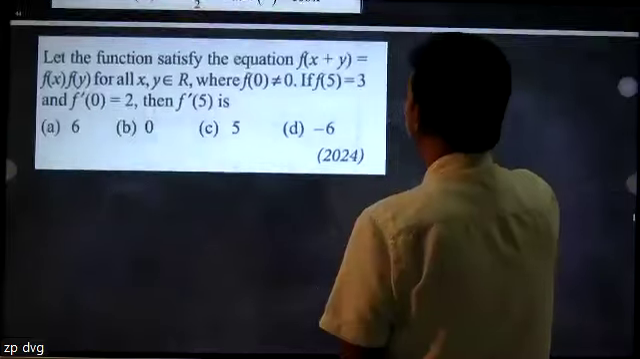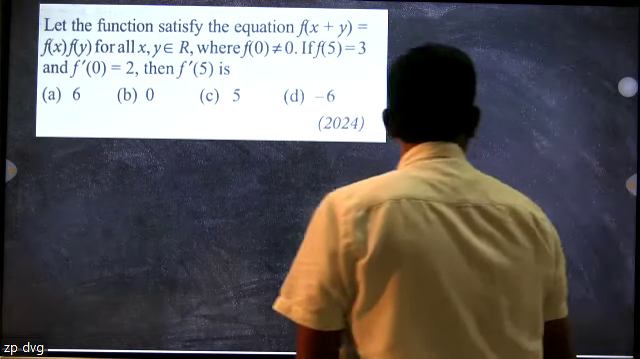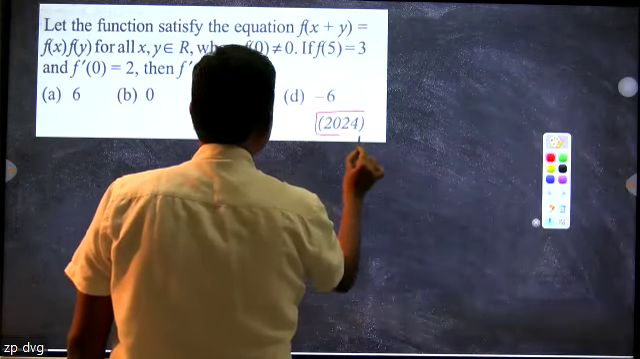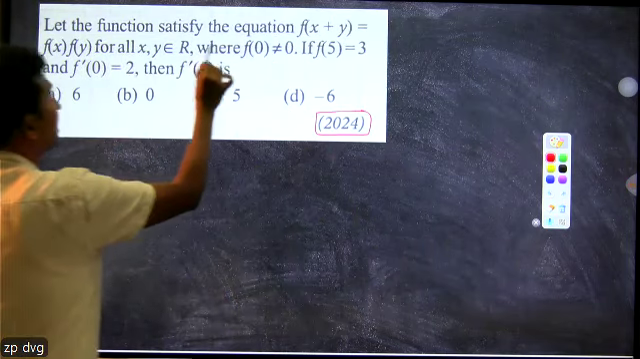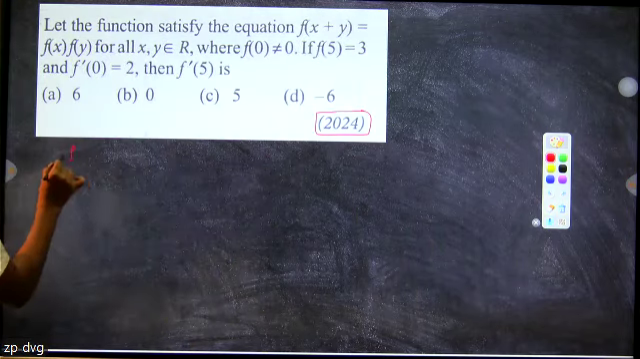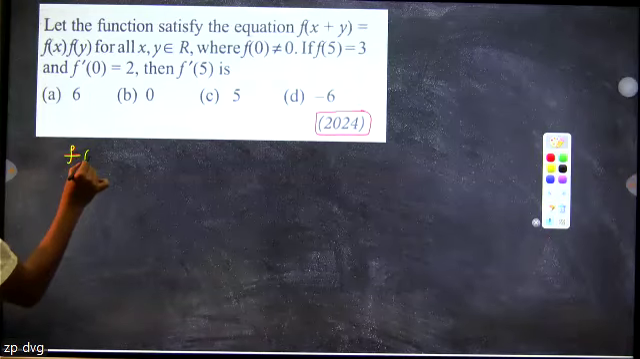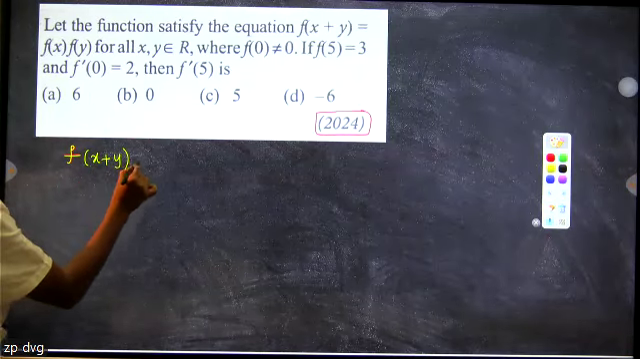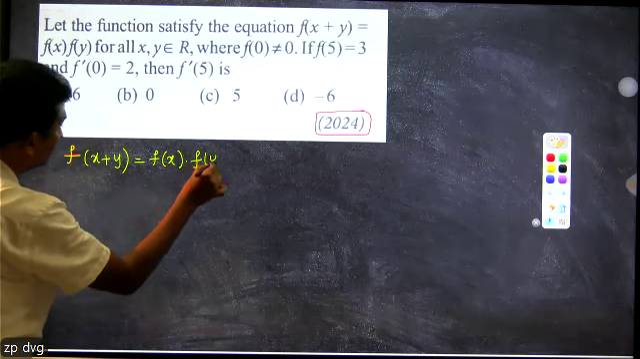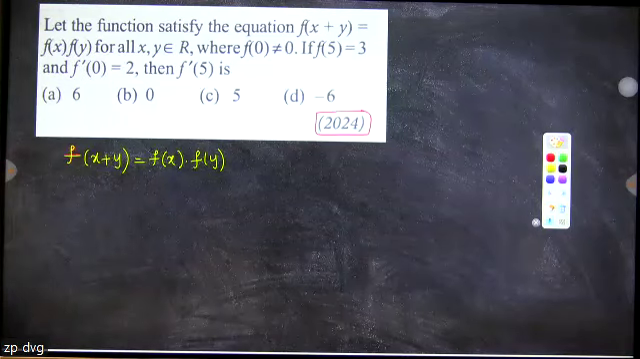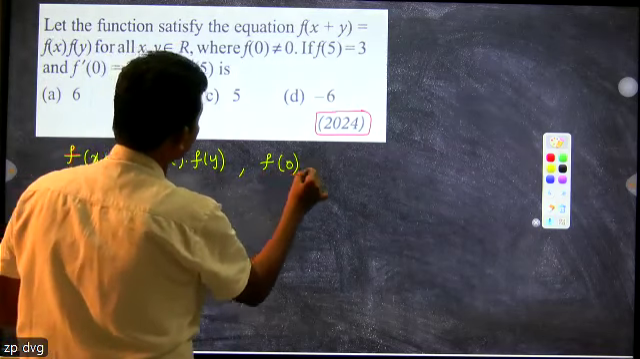So this is 2024. That means last year, your seniors got this question. See, this is the question given in the KCET exam 2024. How will they ask the question? The function satisfying the equation f(x+y) = f(x) times f(y), and they have given that f(0) is not equal to 0.